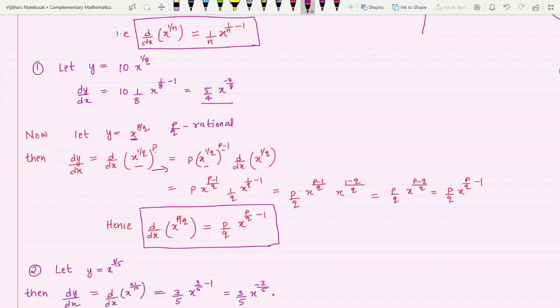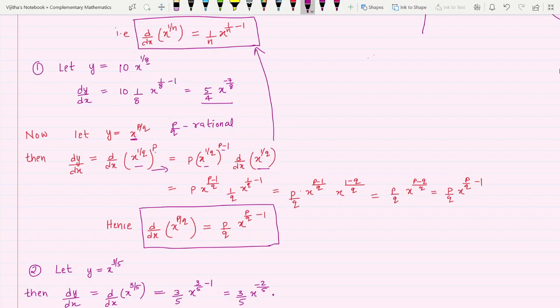So if we simplify here we will get p x raised to p minus 1 by q. Now derivative of x raised to 1 by q will be 1 by q x raised to 1 by q minus 1. Okay, derivative of a fraction, we can use the power rule that we have proved here. So using this we will get this.